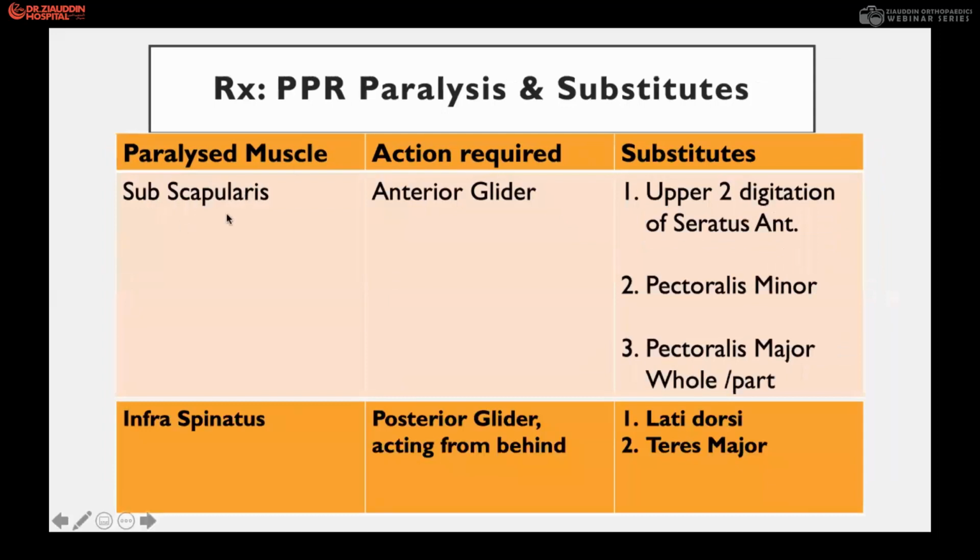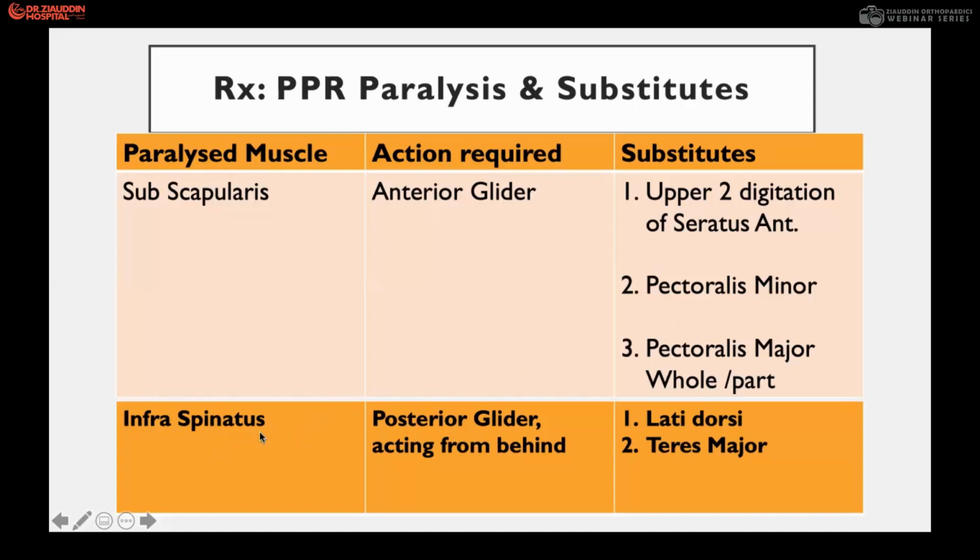Then if there is a subscapularis paralysis, it is the anterior glider or anterior rotator muscle, and the substitutes available for this paralysis are the upper 2 digitations of serratus anterior. Sometimes pectoralis minor is also used, and the clavicular pole of the pectoralis major can also be used for the subscapularis, which produces good flexion of the shoulder joint.